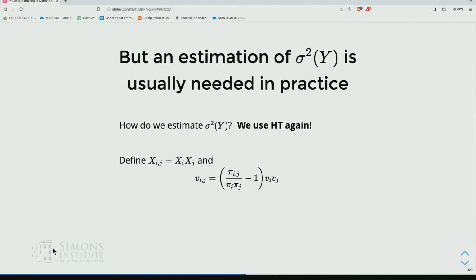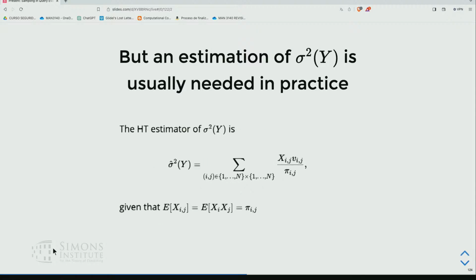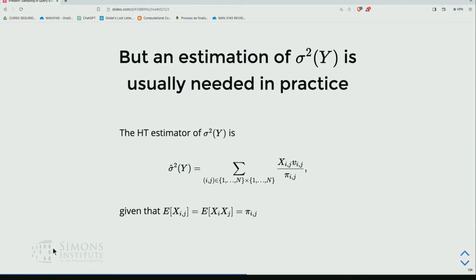So what you're saying is, okay, I have this sum here. I know how to do this with Horvitz-Thompson. The only thing that I need to say is, to get an estimation, I need to have this variable x sub ij that is defined as the multiplication of x sub i times x sub j. And here I have to put the expected value of x sub ij, which is this p sub ij, right? We have a notation for that because it's the expected value of the multiplication of these two.